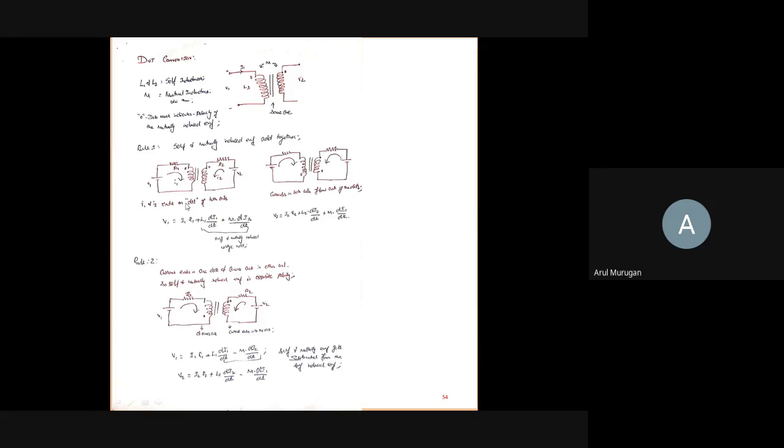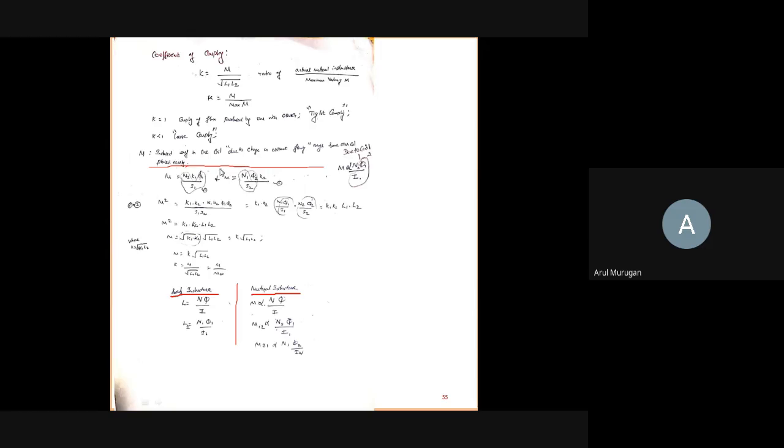What addition? Self inductance plus mutual inductance. These two are added. If one coil enters on the dotted line and the other coil leaves on the dotted line, it means subtraction. What subtraction? Self inductance minus the mutual inductance. This is about the dot rule, dot connections.